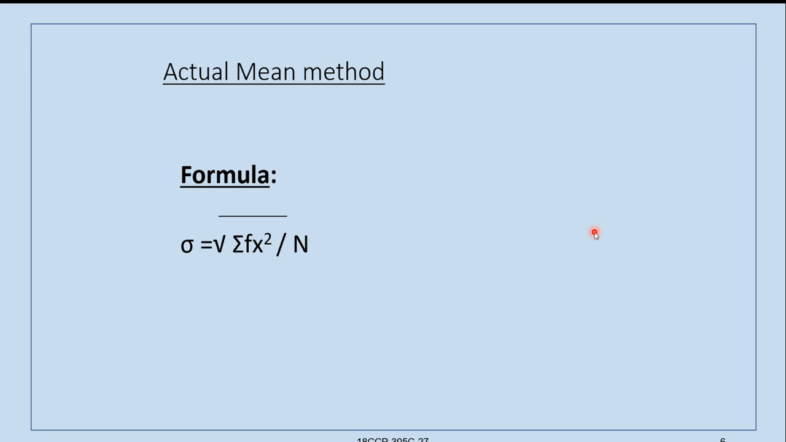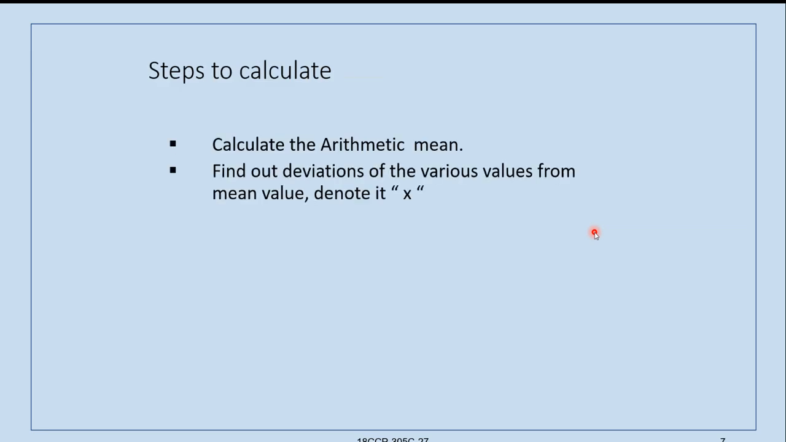The formula is sigma is equal to under root sigma fx square by n, where x is the series value, values of the series, and f is the frequencies, and n is the total frequencies. So sigma fx square by n. This we will see in examples.